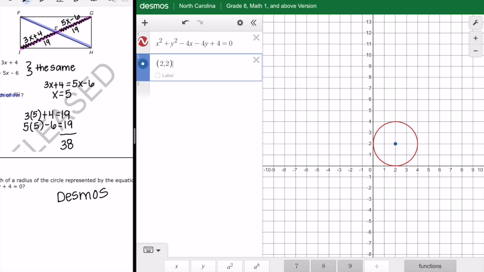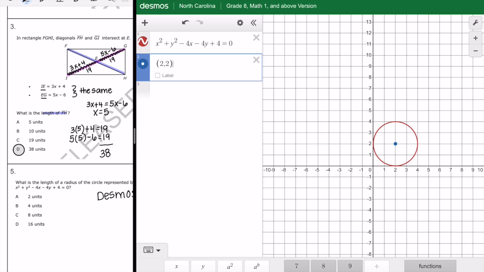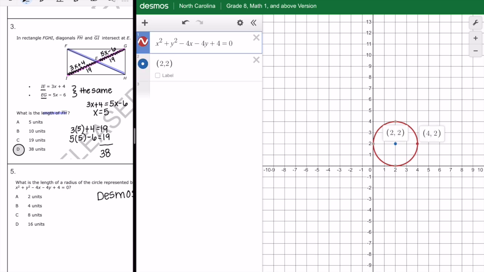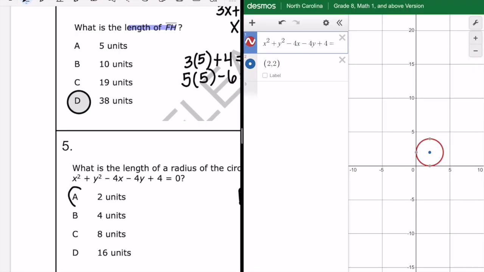And since I'm located at (2, 2), they want to know what is the length of my radius. So remember, my radius goes from the center to the outside. So if we're going from the center to the outside, that means that we're going 2 units up, down, left, and right. So we put this in Desmos. We looked at it visually.